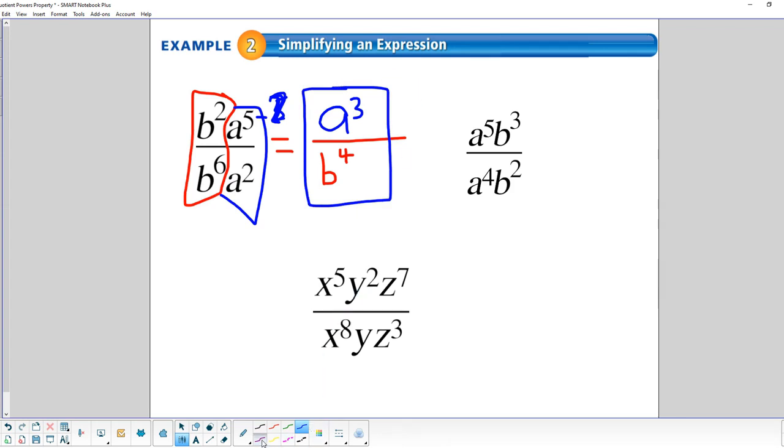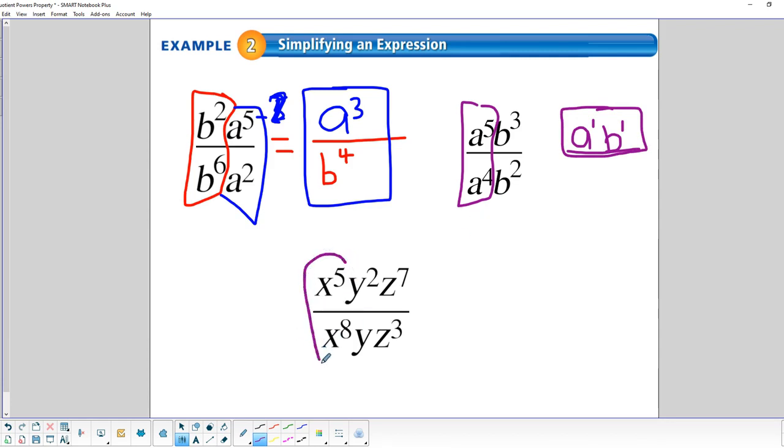All right, let's try another one. Then maybe we can do it in a little different light here. So let's take a look at the a's. Who has the most a's, the top or the bottom? Well, the top has 5, the bottom has 4. So if we subtract 4 from 5, we're left with 1 on the top because there's 1 more on top than there is on the bottom. Well, who has the most b's, the top or the bottom? Well, the top does, but how many more does it have? It has 1 more than 2, so we end up with b to the 1st power, which could just be simplified to be ab.